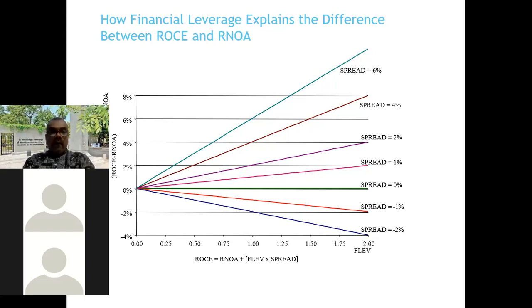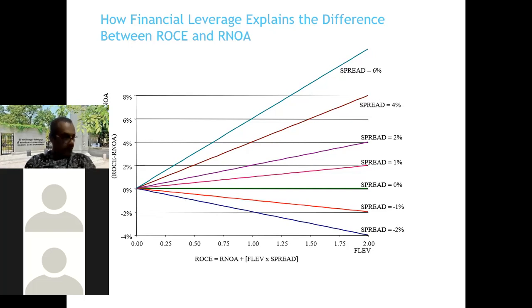When the ROE, return on equity, is 0, at that time return on net operating assets equals financial leverage into spread. Say it again. When ROE is 0, return on net operating assets equals financial leverage into spread. Okay, we'll discuss.